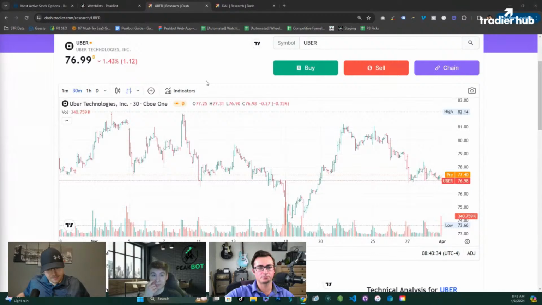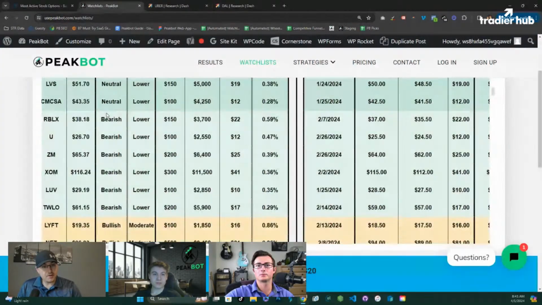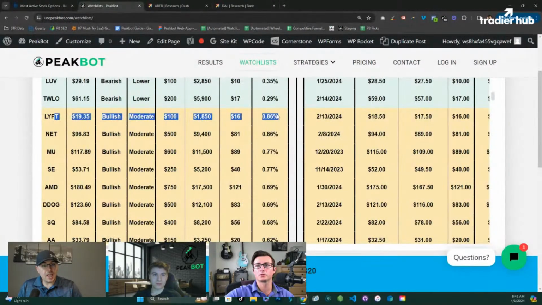I was looking at Lyft and Shopify as well. So Lyft is at the top of our moderate part of the watch list, bullish moderate. I like it because, and you can pull up the chart if you'd like, small max loss. We only have a dollar spread we're working with here. Affordable stock, paying 0.86% on the week, which is within my range. I like to stay from 0.5% to 1%. And I believe in the company. I've traded Lyft a ton before. Let's see what that chart looks like if you want to pull it up.